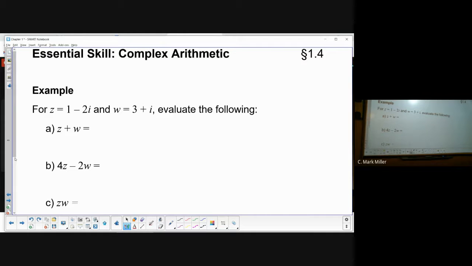Example. Here are two complex numbers. We're going to add, subtract, multiply, and divide now. To tell you the truth, we've already done most of it, so this is sort of bringing it together.